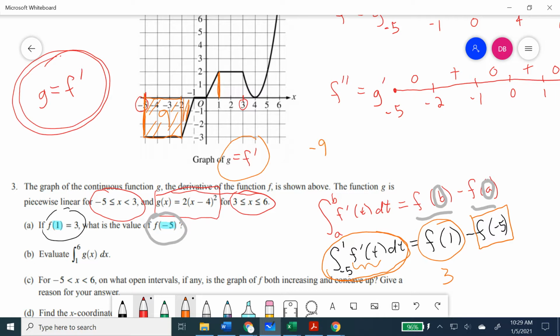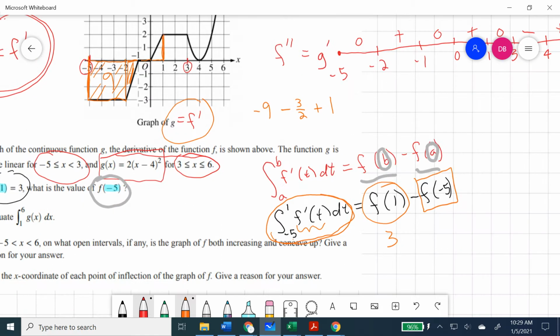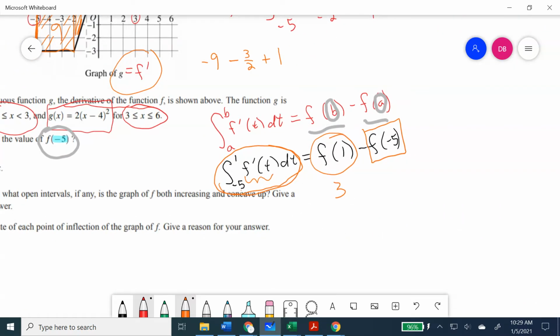A triangle that is a 3 by 1. Underneath the x-axis, the area of the triangle is 3/2. I have no area in here, and then above the x-axis I have a 2 by 1 triangle. So I'm going to add that area because it's above the x-axis, and with a 2 by 1 triangle the area is 1. And now I'm going back to the equation.